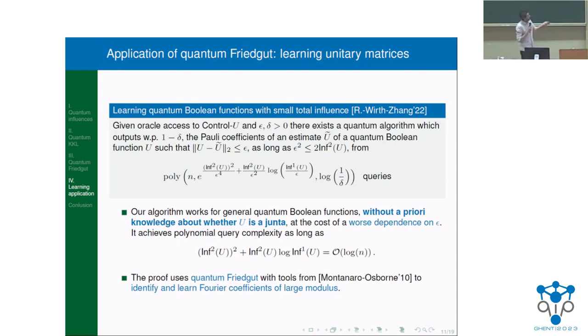So the idea is, as already said, we use the quantum Friedgut theorem to say that we will be close to a K-junta, and then we just have to learn where the large size Pauli coefficients are. For this, we use already known results by Montanaro and Osborne, and then we just use an algorithm to learn the corresponding Fourier coefficients.